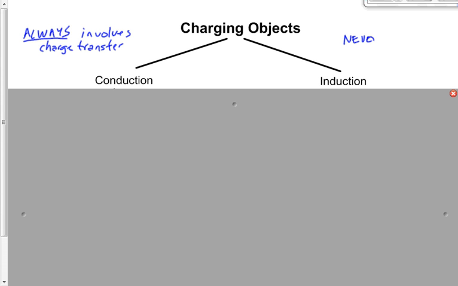Now, you might be asking yourself right now, when you hear that it never involves a charge transfer, how can we charge an object if we're not transferring charge from something to something else? Just trust me for now. We'll get to that shortly. It never involves a charge transfer. Now, conduction, although not always, usually involves touching.